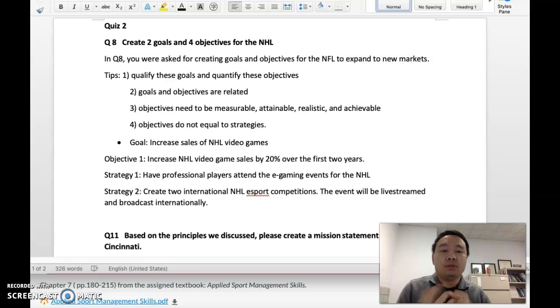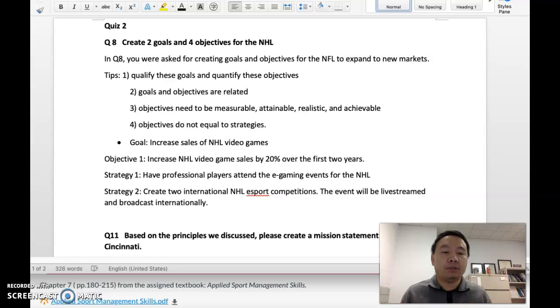The first open-ended question, question A, was: create two goals and objectives for the NHL. Basically, you were asked to create goals and objectives for the NHL when they're trying to expand into new markets like esports markets. When you're creating a goal and objective, try to reflect on what we learned.